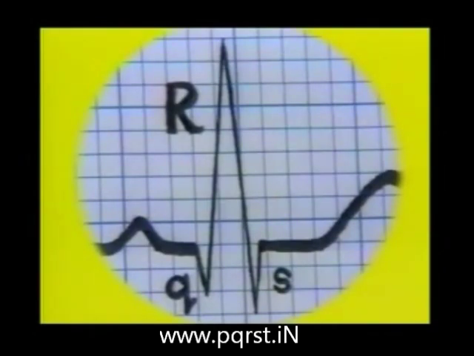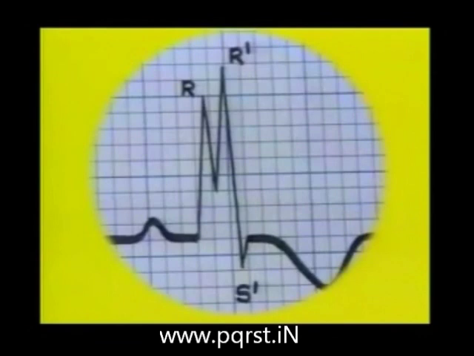The first upward deflection of the QRS complex is termed as the R wave, and the downward deflection following the R wave is termed as the S wave. Sometimes there may be a second upward deflection following an R wave. It is termed as R dash wave. And if a downward deflection occurs after R dash wave, it is termed as S dash wave.